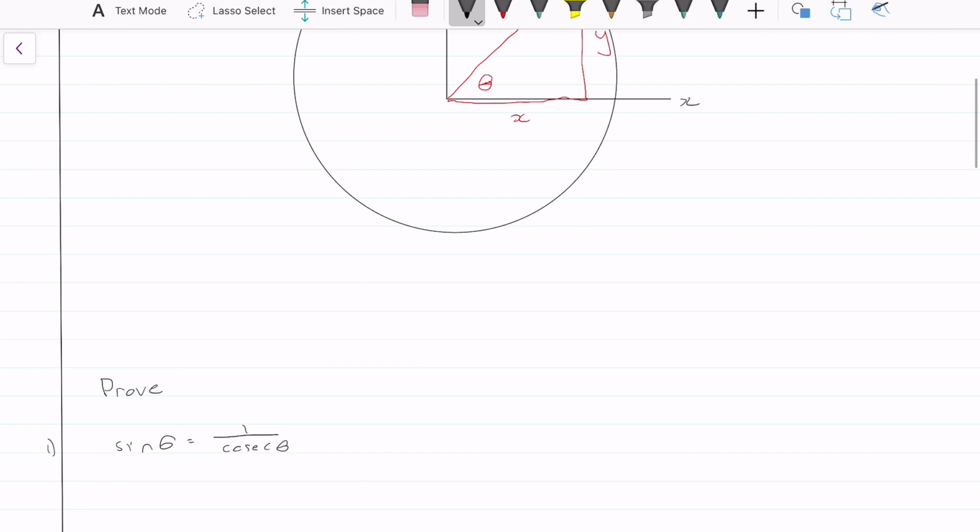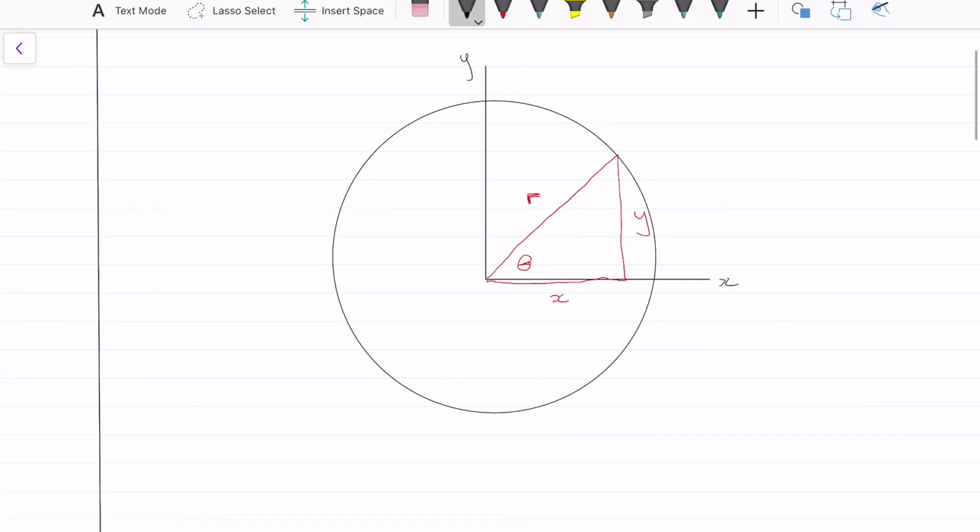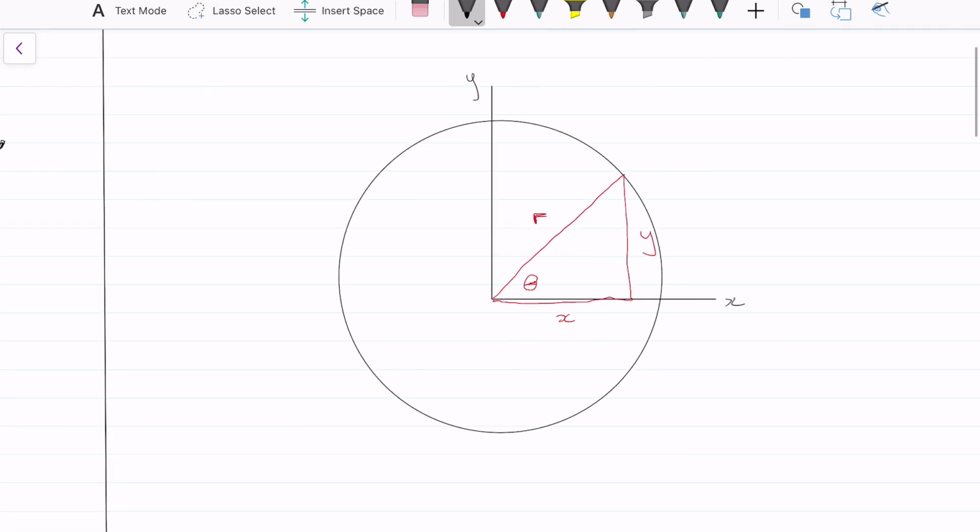Basically we have to prove these identities. So sine theta in terms of x and y is equal to y over r. That's just opposite over hypotenuse, so this is your opposite in that case. Next, cos theta is equal to x over r, and tan theta is equal to opposite, so we're looking at this angle, opposite is y over x.